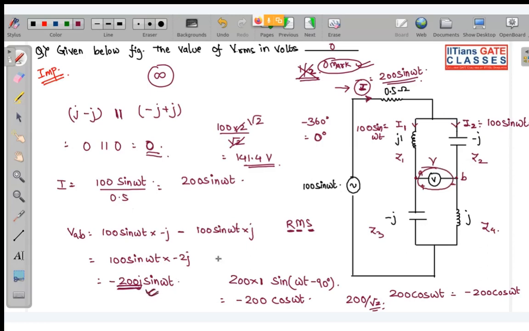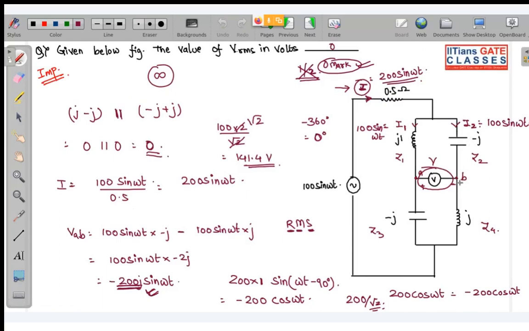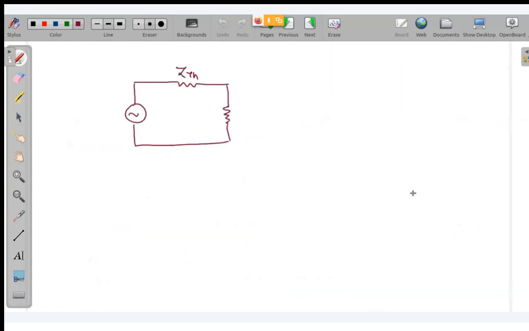Because then your equivalent circuit will look something like this. You will have some signal, you will have ZTH at this point, not RTH, because all the elements are complex, and here you will have the voltmeter resistance RTH. So you have to find this voltage, and then take the RMS value of this voltage. Is it clear? Yes, sir, it is.